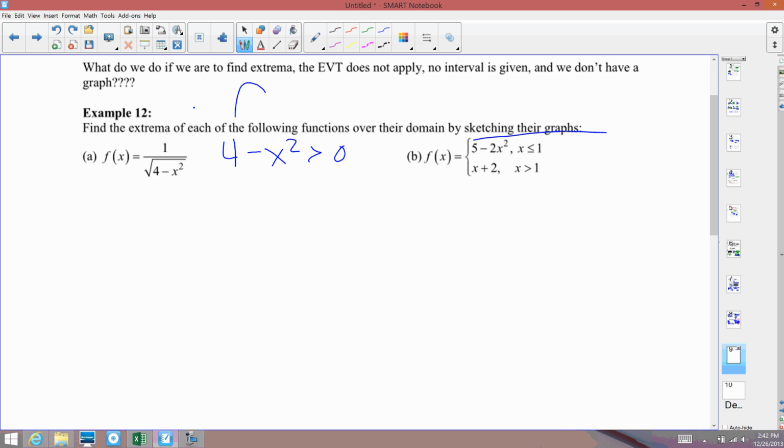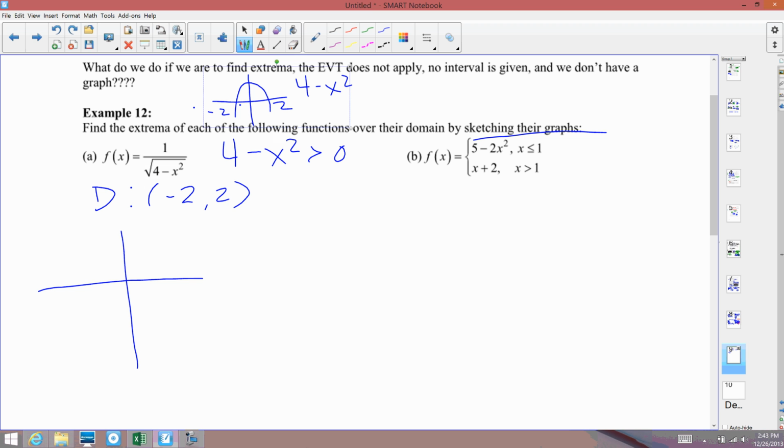If you think about it, 4 minus x squared, hopefully you already know, looks like this, and it crosses the x-axis at -2 and at 2. So the only domain here is from -2 to 2, not including those values. If we're going to graph this, there's only parts from -2 to 2, and remember, we're not including those. So that's not going to be part of our extrema.